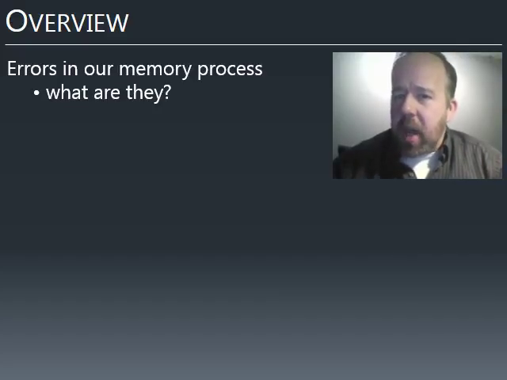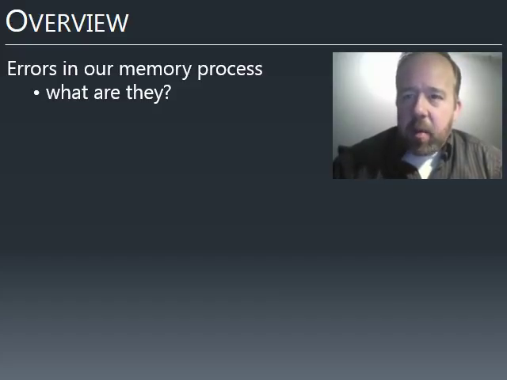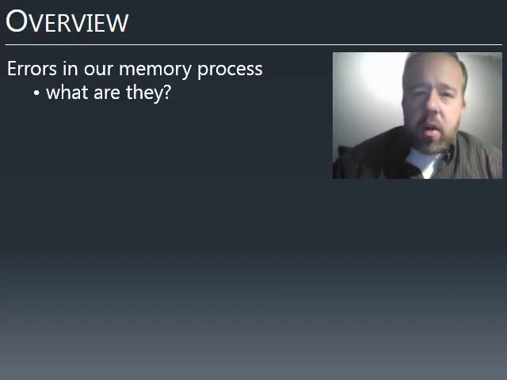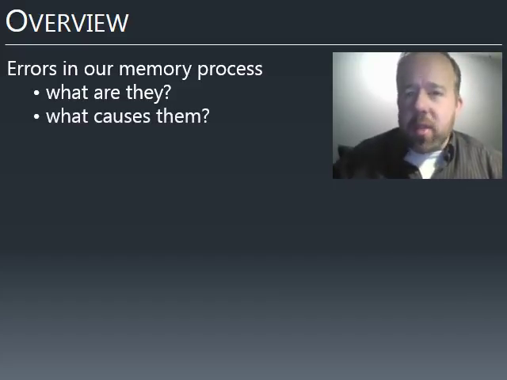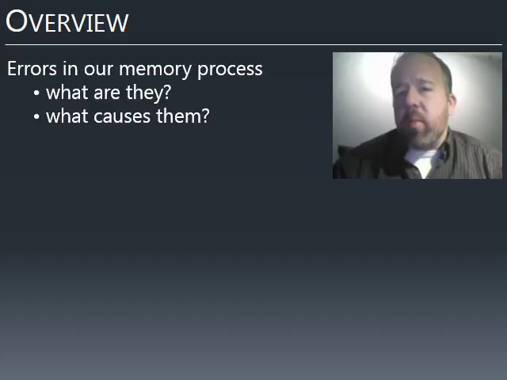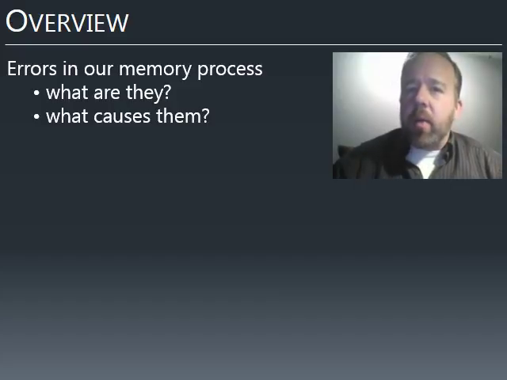And usually, this is not without our awareness. In fact, many of them, it's only after a fair amount of study that we're able to get a handle on what those errors are, how common they are, and also what causes them. So, what stage in our memory process do these errors occur at? And what is it about that process that allows these errors to happen?